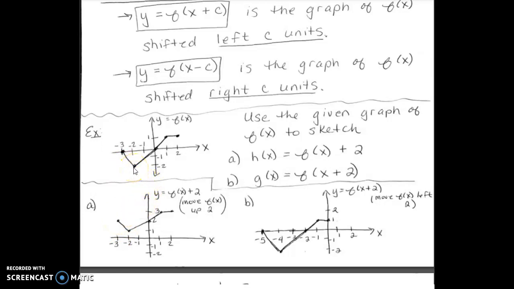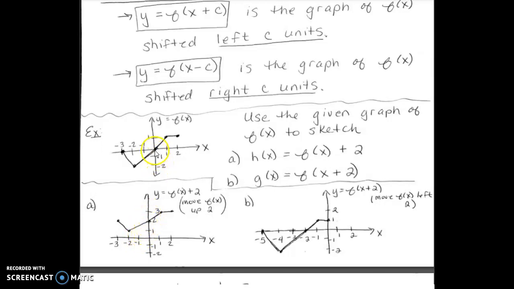This point is at y value of -2, so if I shift it up 2, it should land right here at that spot on the x-axis, which I made a mistake here. This should be right here at x equals -2, y equals 0. I moved it up a little bit too far. So that should be here.